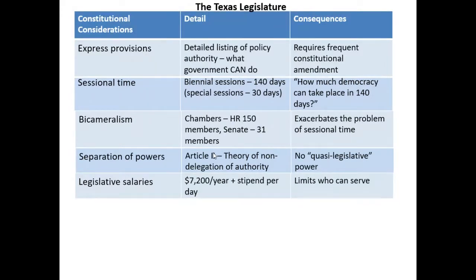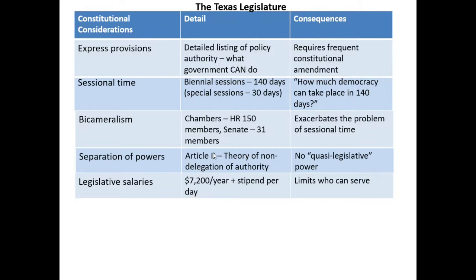Do you think that the management of Lowe's is going to give you 140 days off to go be a legislator in Austin? No, I didn't even think about that. So who is able to serve in the Texas legislature? Retired people, military. Well, retired people, maybe not. I mean, not just. Oh, yeah.